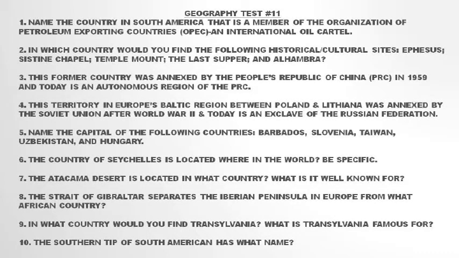Question 2. In which country would you find the following historical cultural sites? Ephesus, Sistine Chapel, Temple Mount, The Last Supper, which is actually a fresco painting done by Leonardo da Vinci, and Alhambra. Question 3. This former country was annexed by the People's Republic of China, the PRC, in 1959, and today is an autonomous region of the PRC.